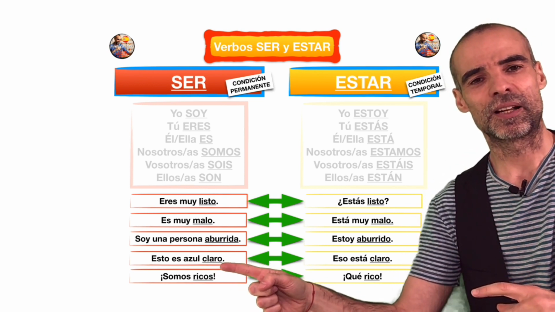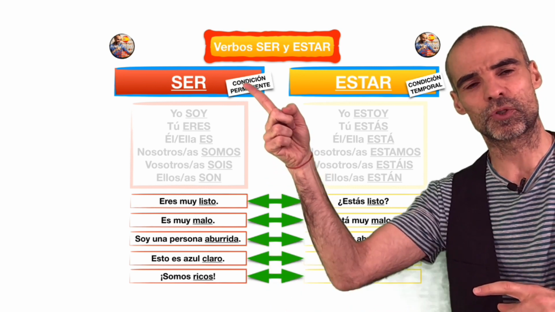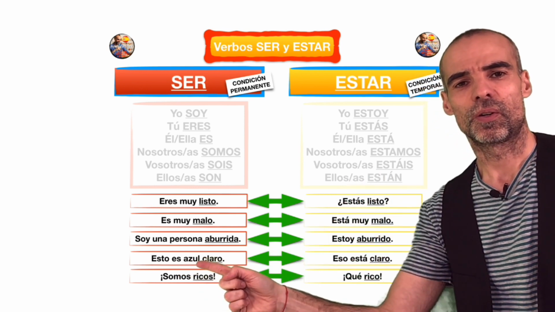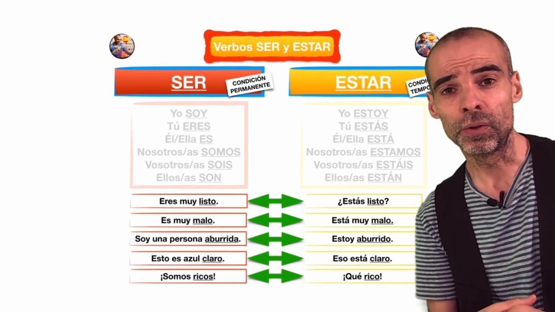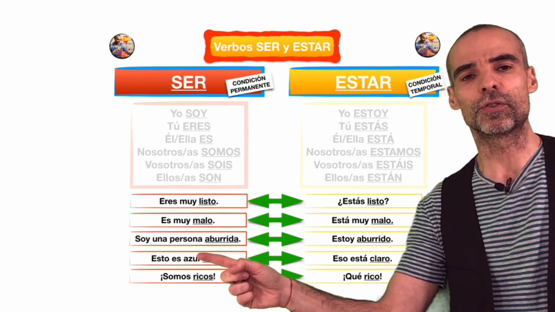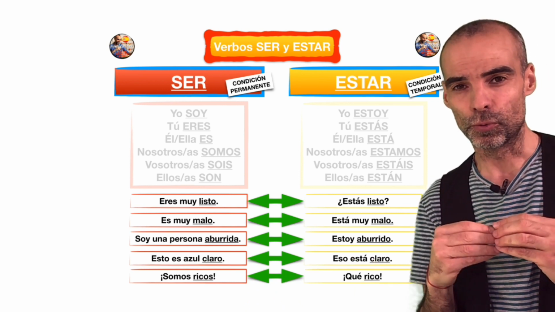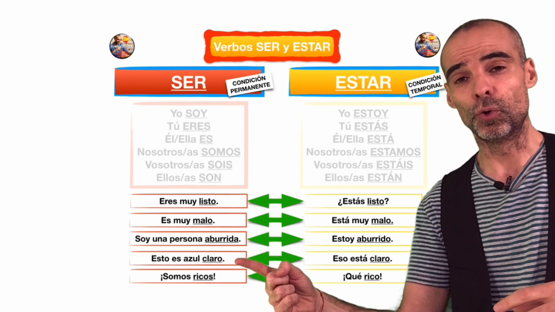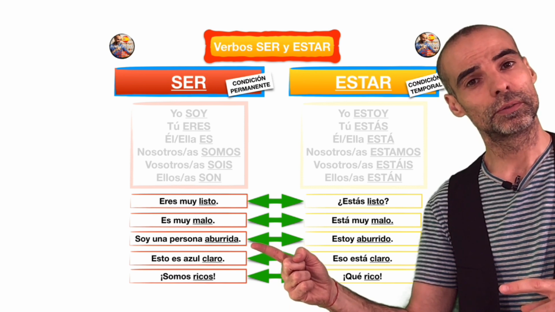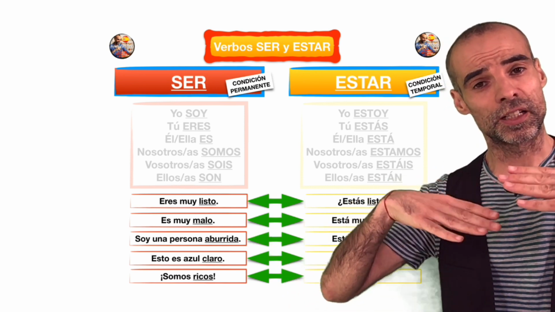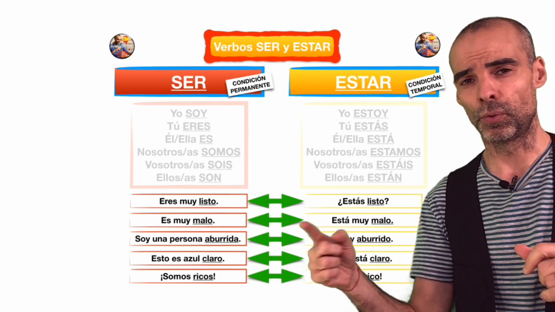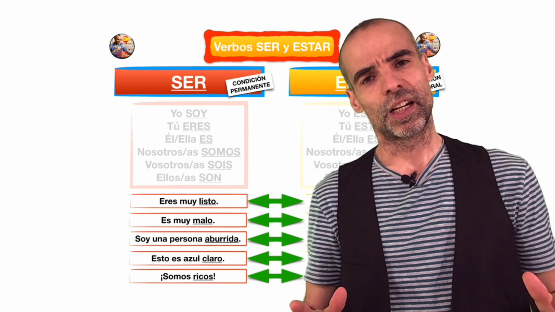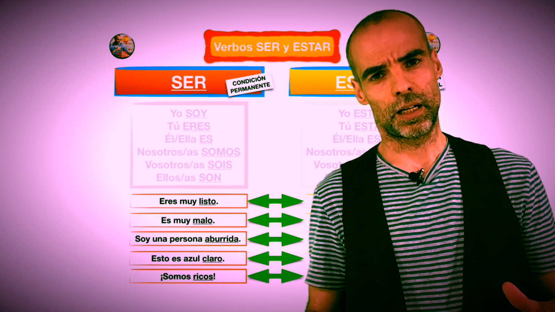Claro. That's another example. Claro with the verb ser, claro with the verb estar. Con el verbo ser, esto es azul claro. Azul is the color blue. So azul claro is light blue. And the opposite, dark blue, is oscuro. Azul claro, azul oscuro, talking about how intense the color is. But esto está claro. This is clear. Crystal clear.